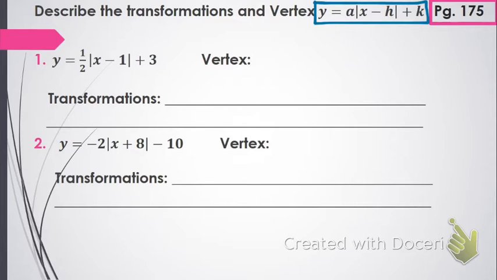So looking at number 1, which piece of the transformation, A, H, or K, is this 1/2? That is A. If A is a decimal or a fraction, what's it going to do to my graph? Oh no, it's compressed. It's going to compress it. What would reflect it? Negatives. So we would say vertically compressed. Or no, will we? Yep, by 1/2.